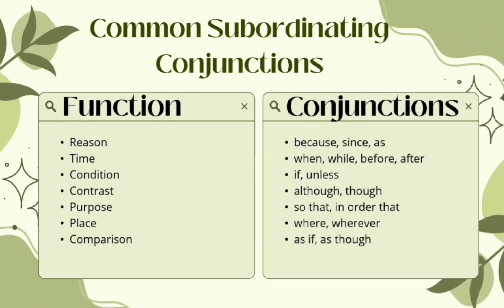Let us quickly review the most common subordinating conjunctions. For reason, we use because, since, and as. For time, we use when, before, after, and while. For condition, we use if and unless. For contrast, we use although and though. For purpose, we use so that and in order that. Finally, for place and comparison, we use where, wherever, as if, and as though. Choosing the correct conjunction helps us present the intended relationship between ideas.